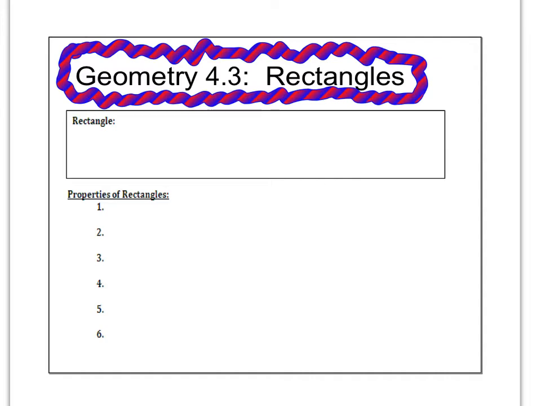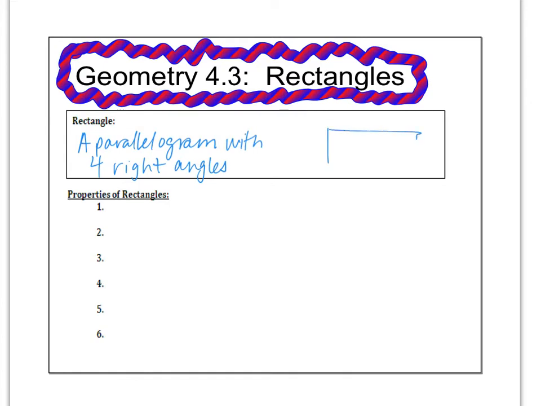So you've been studying rectangles for a long time, probably since preschool or maybe even before. The main thing that you need to know is a rectangle is a parallelogram with 4 right angles. So actually, if you saw a picture that looks like this, 4 sides and 4 right angles, that would be enough information to know it's a rectangle.